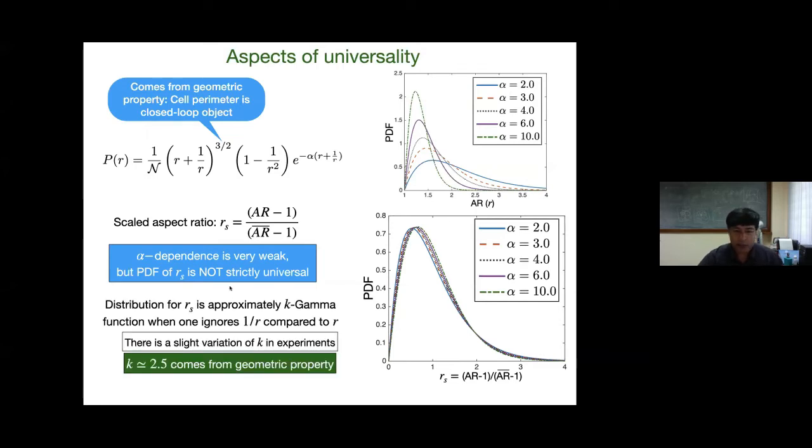The second point is that in the experiment, they fitted the K gamma function with the data. If we take this particular approximation that ignores 1 over R with respect to R, then from here we get the PDF of the RS, the scaled aspect ratio, as the K gamma function. But this approximation is not very good as R is of the order of 1. And that basically leads to this slight variation in K when you fit the K gamma function with the experimental data. And this value K of the order of 2.5 comes from this geometric property. It's a consequence of this particular factor being 3/2, which comes from the geometric property that the cell perimeter is a closed loop object.